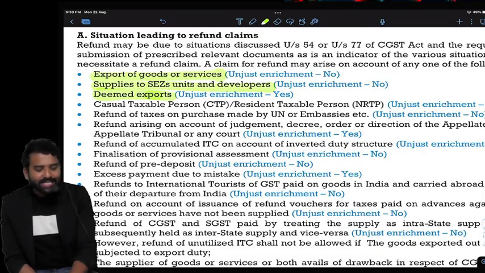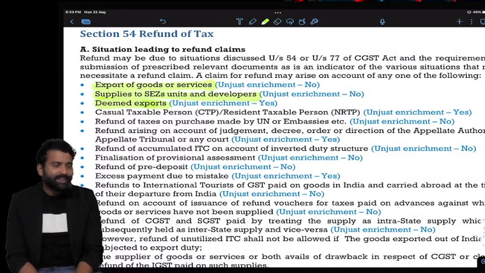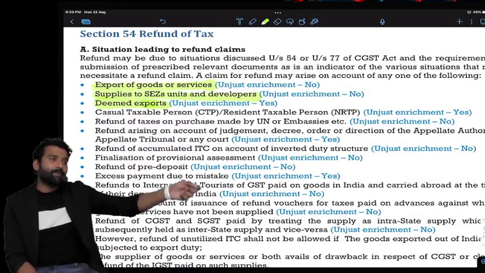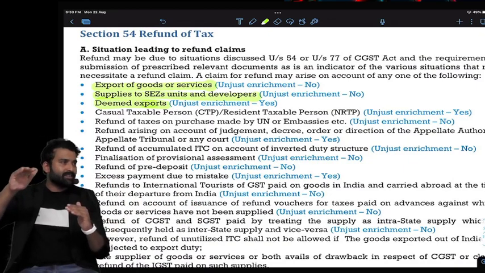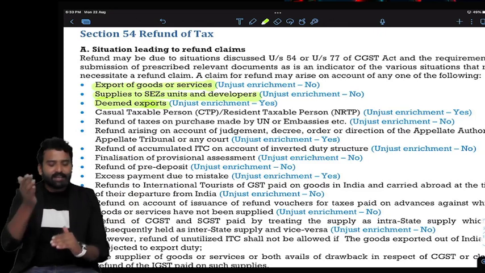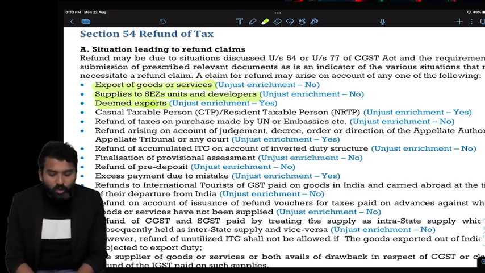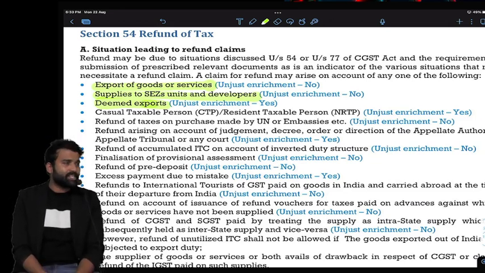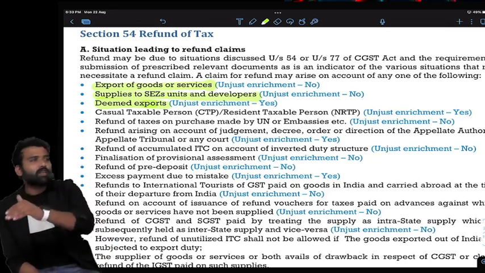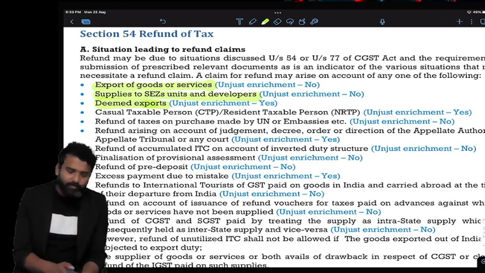Actually, CTP or NRTP is required to pay advance tax. Because of advance tax, there might be a chance that after the expiry of registration, their liability will be less than the advance tax. In that case, they can claim the excess refund if they have paid extra advance tax, and of course, they have to prove unjust enrichment. They have to prove that they had not charged that amount of tax from the customer.